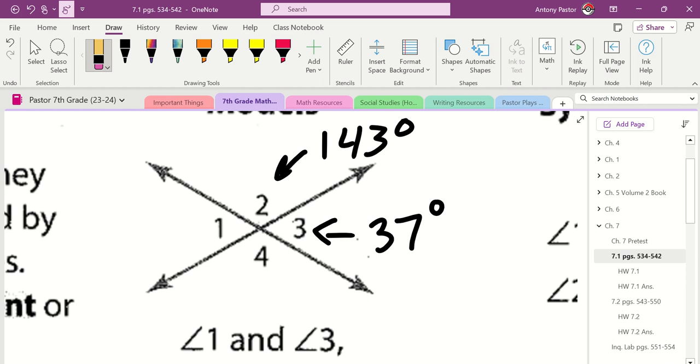So, based on that, you guys should be able to solve what angle 1 and 4 are without lifting a pencil. What is angle 1 going to equal, ladies and gentlemen?